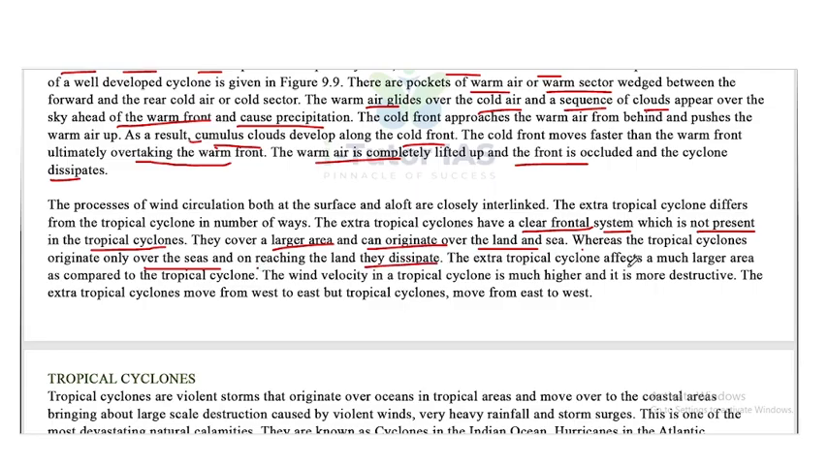The extratropical cyclones affect a much larger area as compared to tropical cyclones. The wind velocity in a tropical cyclone is much higher and it is more destructive.